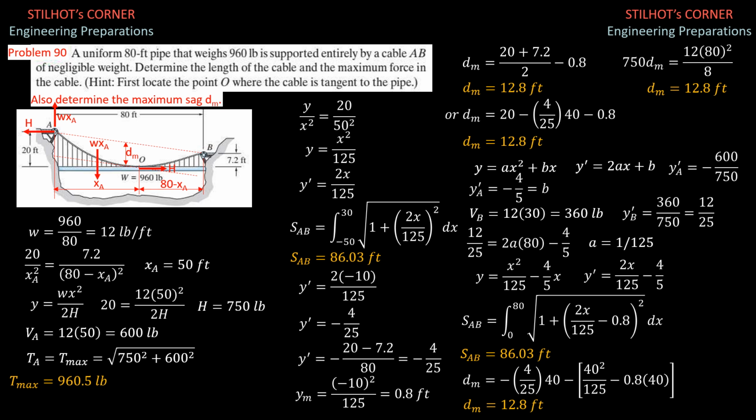Here is another video about cables under uniform load. So the cable will be in the parabolic shape. Then I also include the question: determine the maximum sag D sub m. So we have here the hint: locate the point O where the cable is tangent to the pipe. If we make O the origin, the equation of the cable will be simple. And in the second solution, I'll make A as the origin, and the answer, especially for the length of the cable, should be the same.